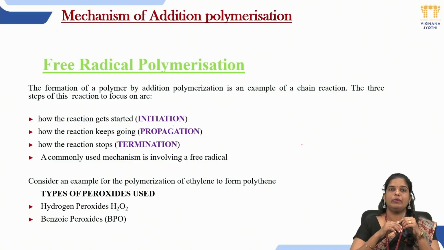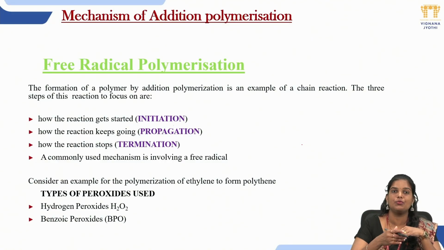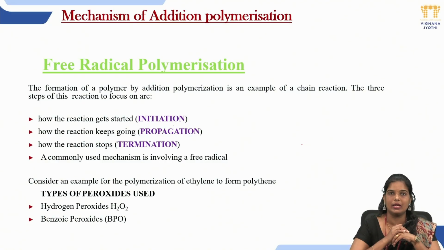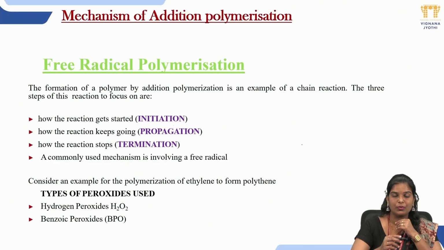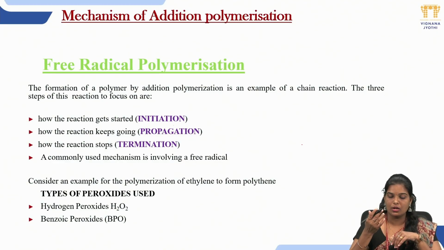Now, before we move to the polymerization reaction, we said that the name itself is free radical polymerization, so we need a free radical. Where will we get this free radical? How has it to be generated? The normally used free radical sources are hydrogen peroxide, H2O2, or benzoyl peroxide, BPO.